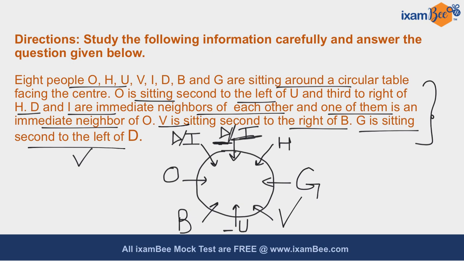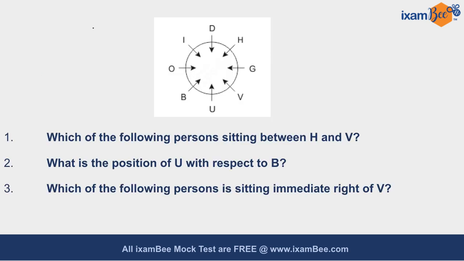So your D sits over here and I sits over here, and you can cross I and D from here. So this is your final arrangement. Basis on this arrangement, let's answer some questions. So this is your final arrangement. Basis on this arrangement, you have to answer some questions.